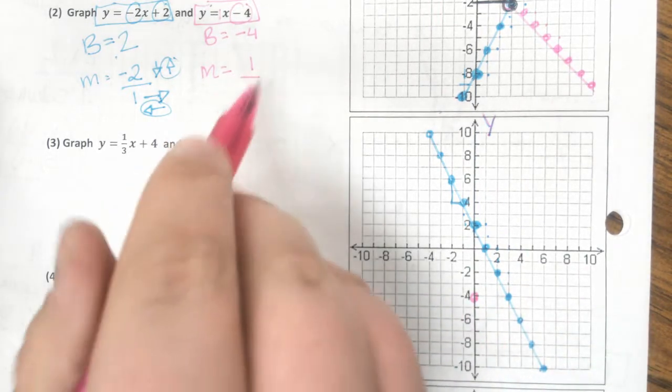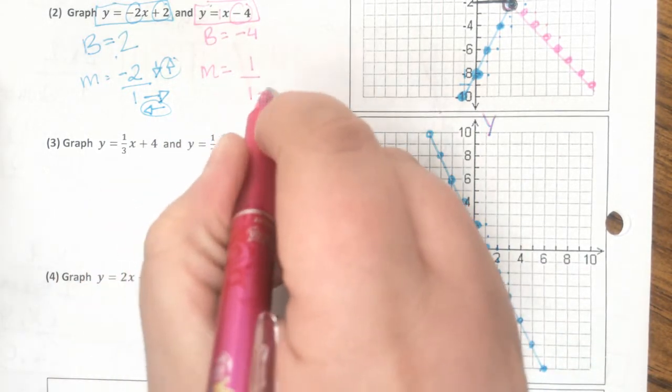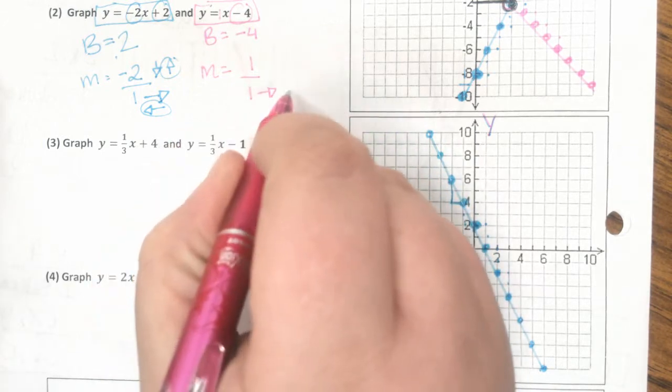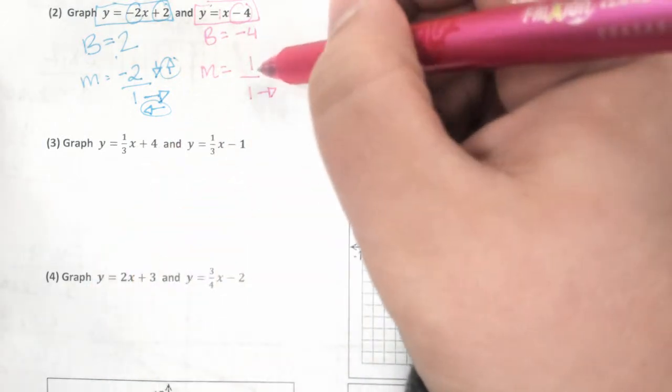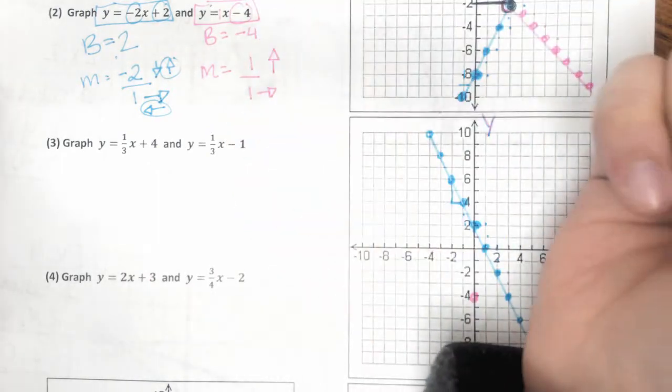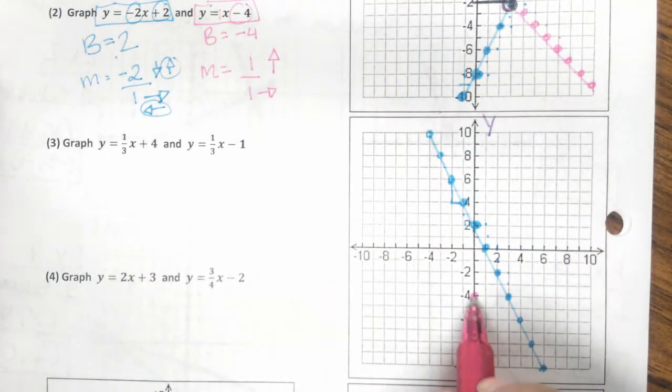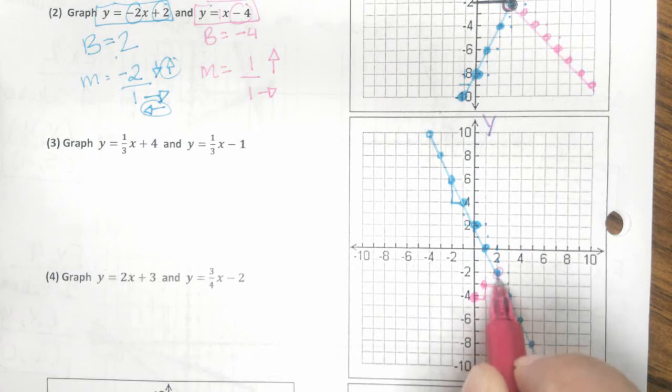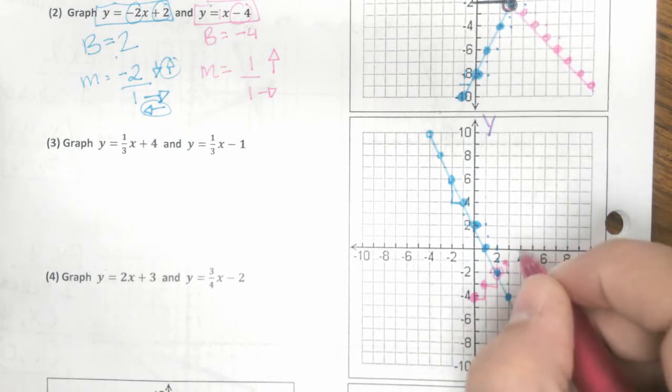And then to go from one point to the next, the run is 1, and we always run to the right. Then we rise. This is a positive slope, so I rise up just one time. So from this ordered pair, we're going right once and up once. From the new point, right once and up once. Right once and up once, and you do that until you're out of room on the grid.